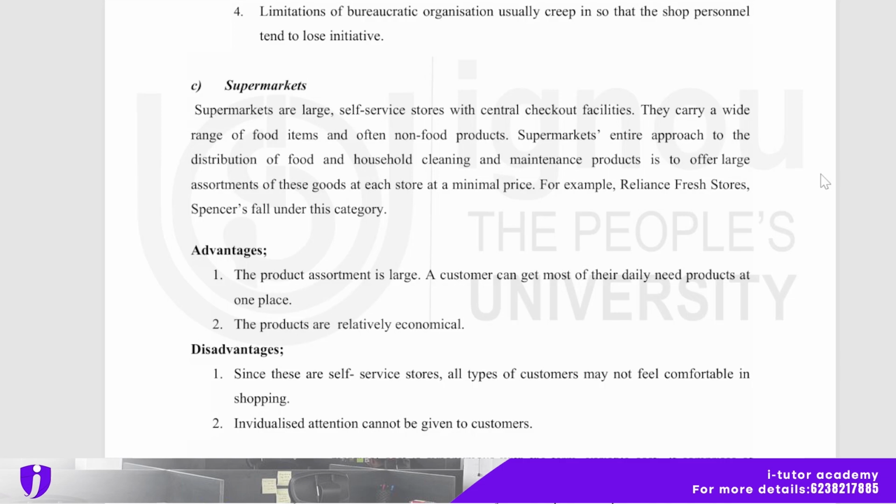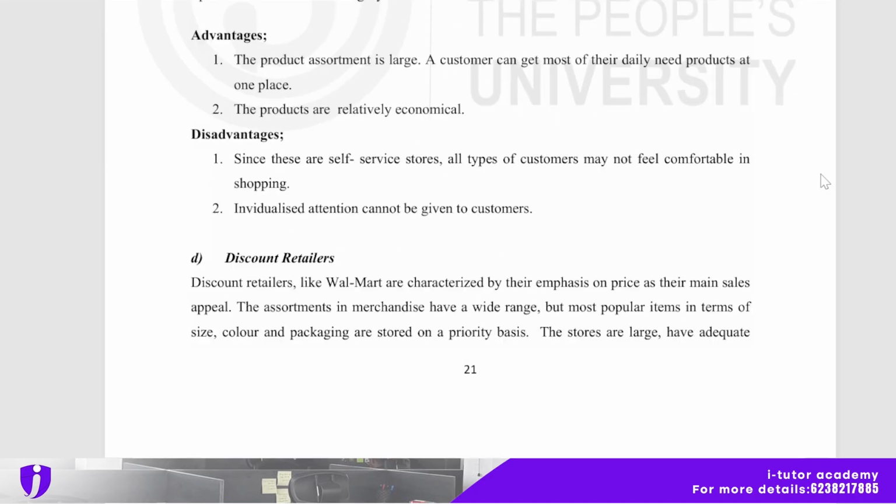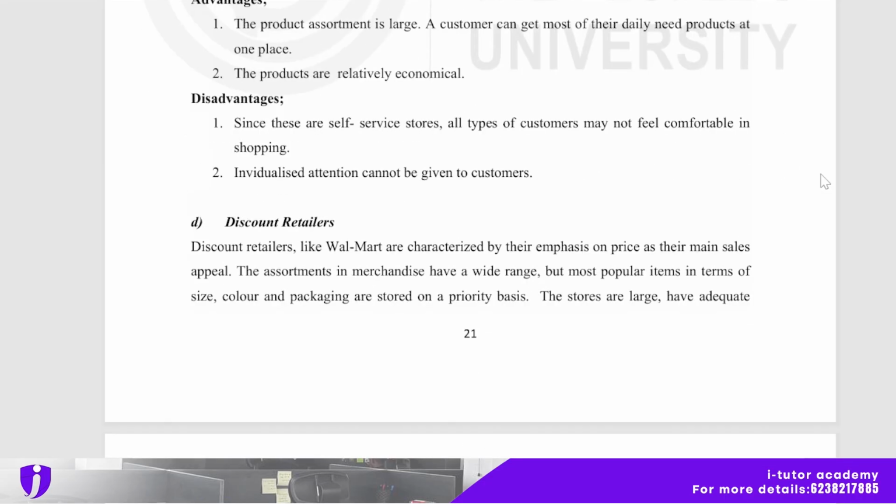Then supermarket, all of you know nowadays most of the people are using supermarkets, all things are in one place, right? Supermarkets are large self-service stores with central checkout facilities. They carry a wide range of food items and often non-food items like that. And what are the advantages? The product assortment is large. A customer can get most of their daily needs products at one place. The products are relatively economical. And disadvantages are, since these are self-service stores, all types of customers may not feel comfortable in shopping, and individualized attention cannot be given to customers.